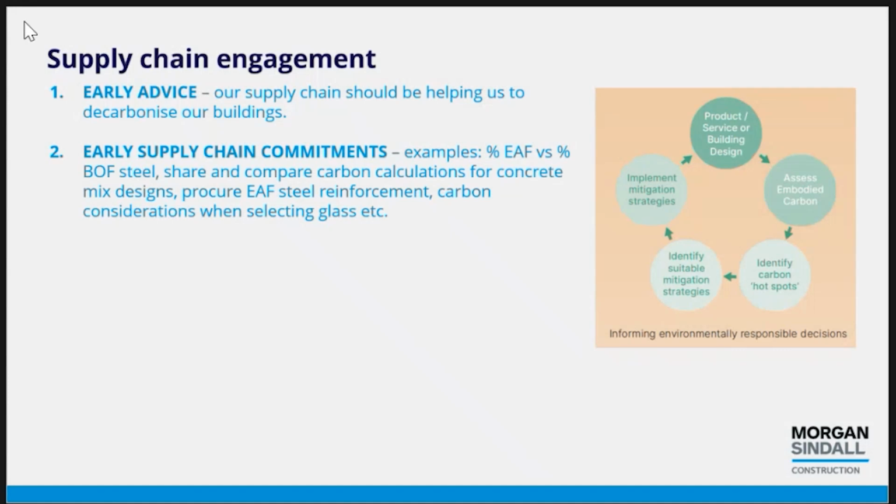So what can the supply chain do to help decarbonise our buildings from the baseline model to create a good as-built model? Can they promise a certain percentage of electric arc furnace steel, which is made from about 98% recycled steel, versus basic oxygen furnace, which is typically blast furnace steel? It's very heavy in carbon. So can they promise more of the electric arc furnace steel compared to blast furnace steel to help us to decarbonise that building?